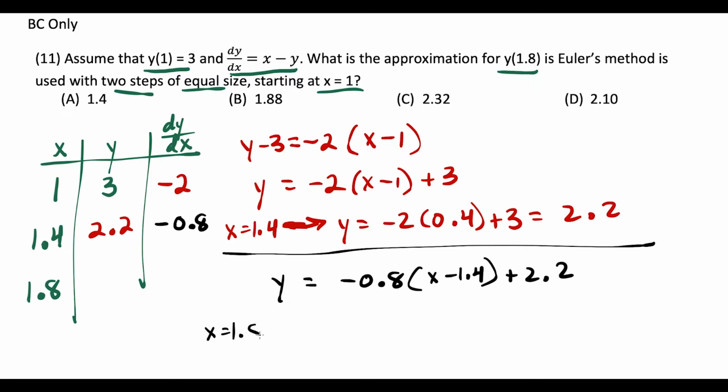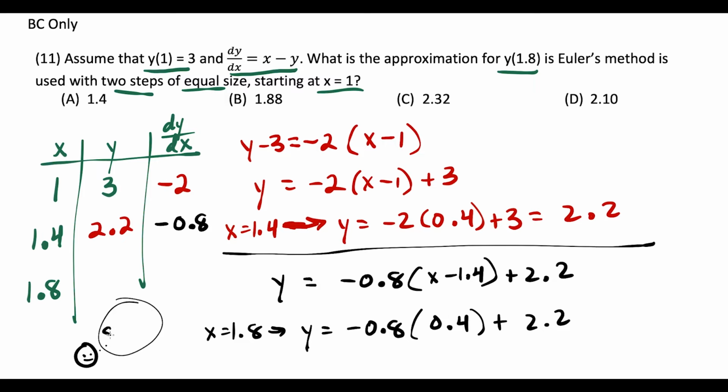So at x equals 1.8, we plug in, and we're going to have y equals negative 0.8 times (1.8 minus 1.4), which is 0.4, and then plus 2.2. Without a calculator this can be a little bit annoying, but if you're doing this in your head, what I think of is, okay, 8 times 4. So 8 times 4 is 32. But obviously 32 wouldn't be the product of these two. If we work this out, multiplying 0.8 by 0.4 would make this original term smaller in absolute value, so this would be negative 0.32 like this.